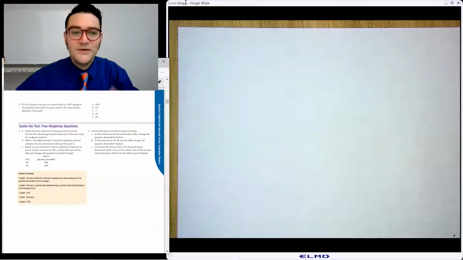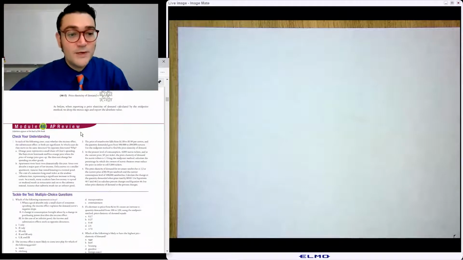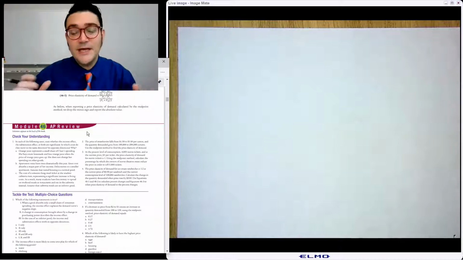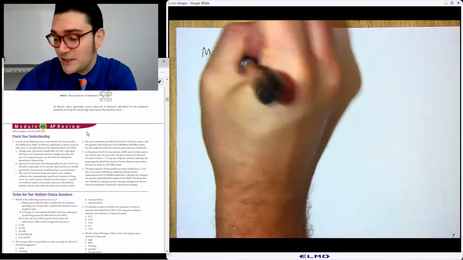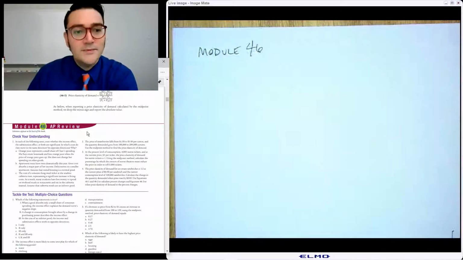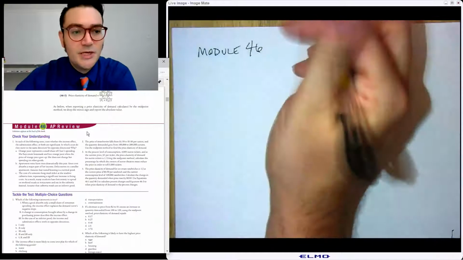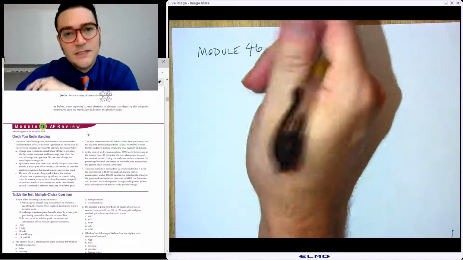Hi everybody. So in this video, we're going to be taking a look at module 46, which is a little bit more about demand and then price elasticity of demand. Got to get my words out. So module 46, the first check your understanding question is about the income effect and the substitution effect.